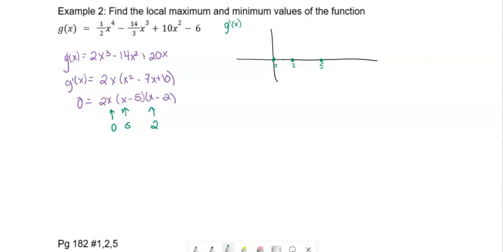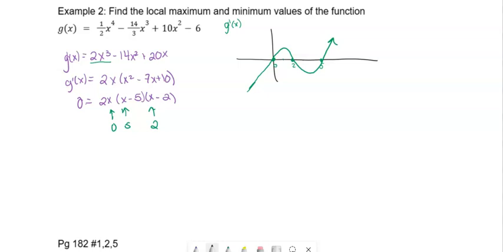Okay, I can also just remember that because I have a cubic function here and my leading term is positive, this graph is going to start in this quadrant. I know that I'm going to go through each of these points. I don't know where they're going to turn around, but I know that they're going to pass through each of those points.